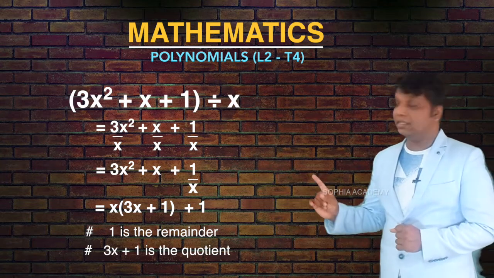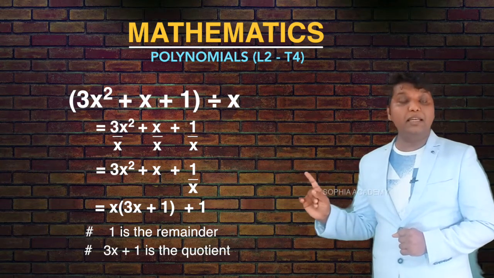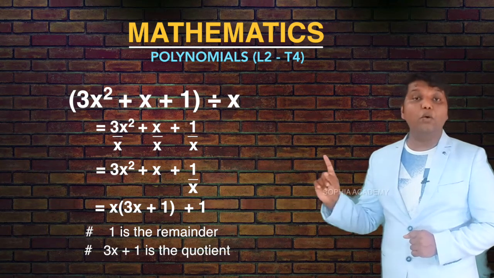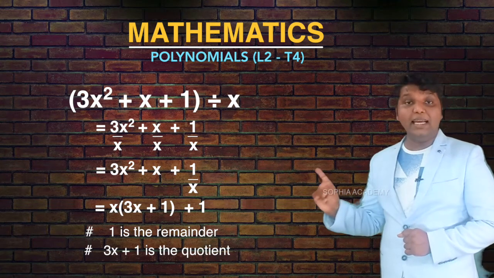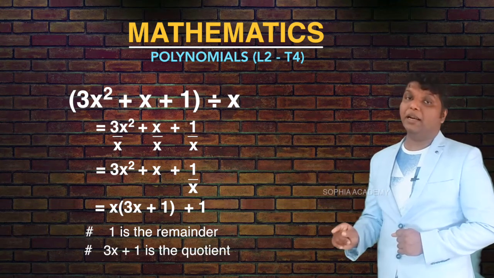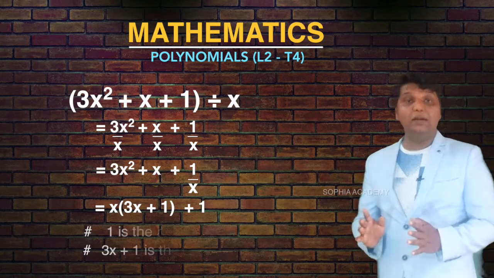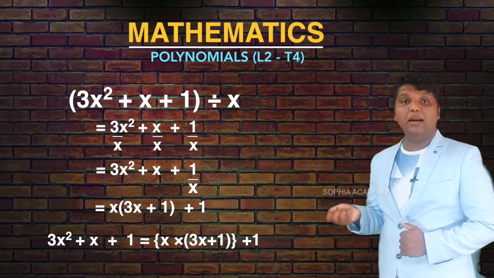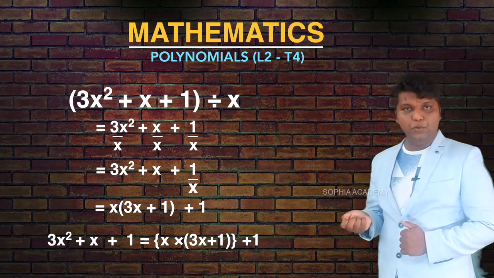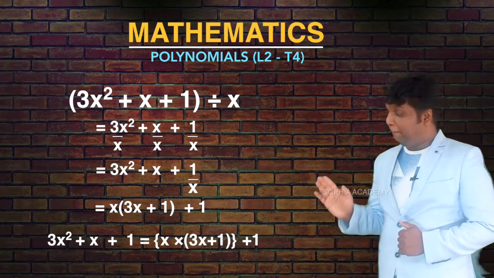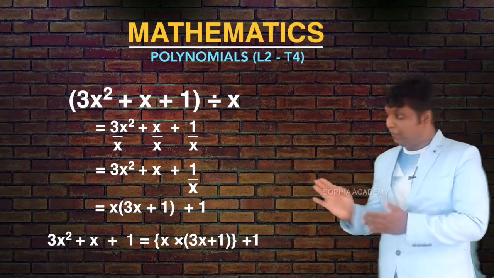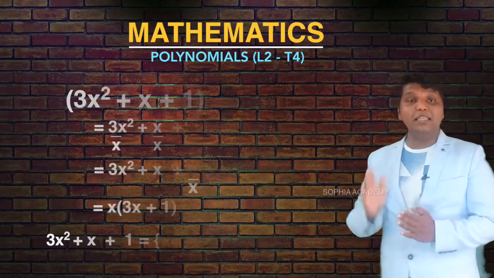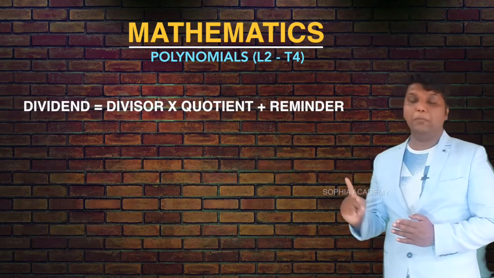This same thing can be written like this. You know here what is the dividend? The dividend is 3x square plus x plus 1. What about the divisor? The divisor was x. What is the quotient which you received here? The quotient is 3x plus 1. What about the remainder you received? It is 1. So you can express this like this: 3x square plus x plus 1 is equal to x into 3x plus 1, plus 1. Here 3x plus 1 was within brackets, plus 1 is another term. That means dividend is equal to divisor into quotient plus remainder.